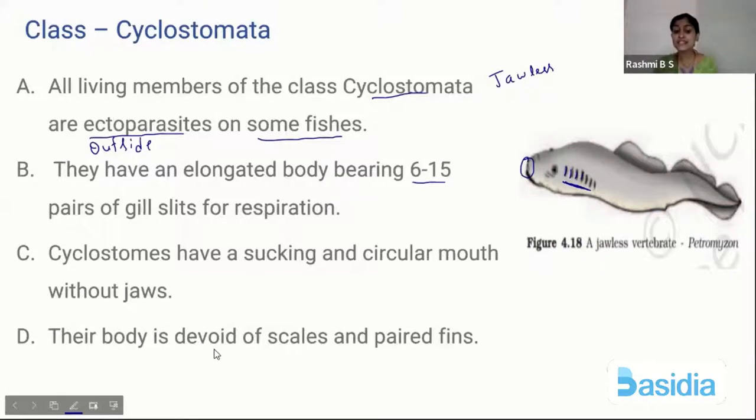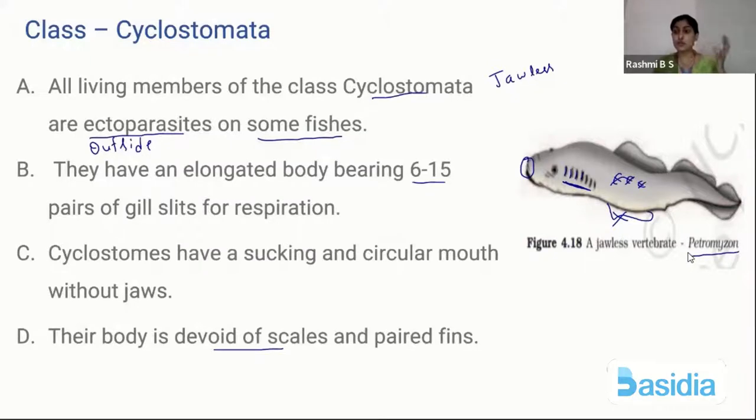Their body is devoid of scales. If you look at fishes living in water, they have fish scales. But you can see here, the body is very smooth. They don't have scales on their body. And when you look at the fins, can you see paired fins? No. Fins are there, but they're not in pairs. If they were paired fins, they should be here also, right? So the best example for cyclostomata is petromyzon.